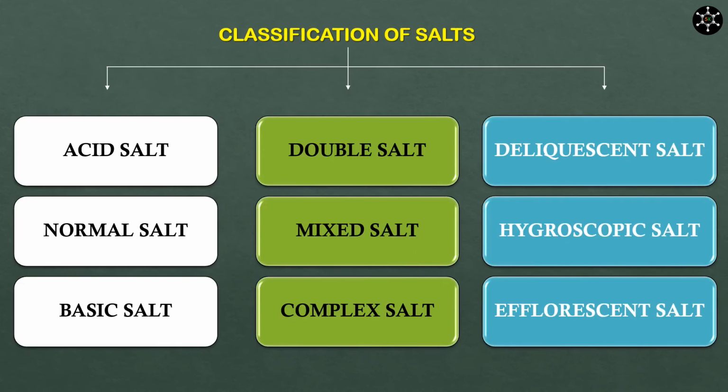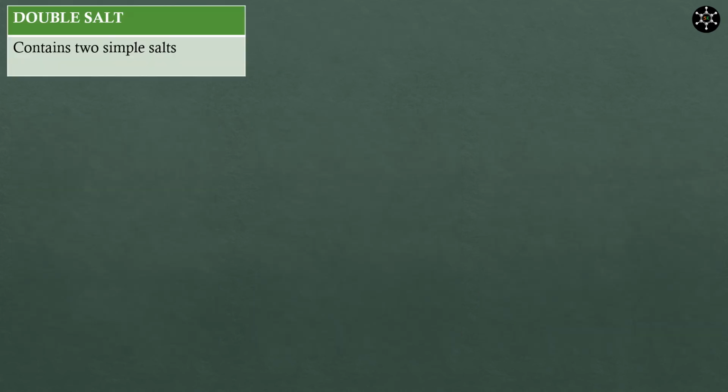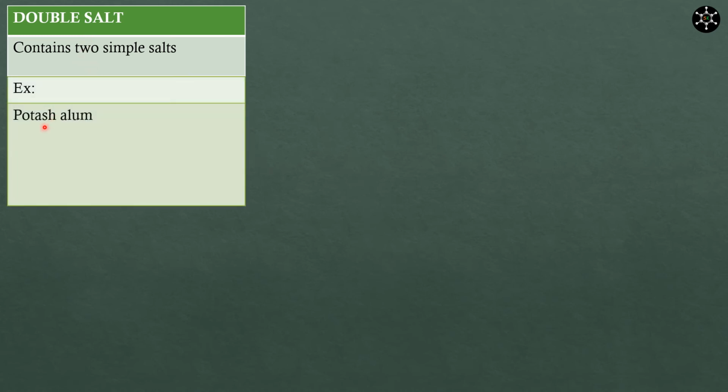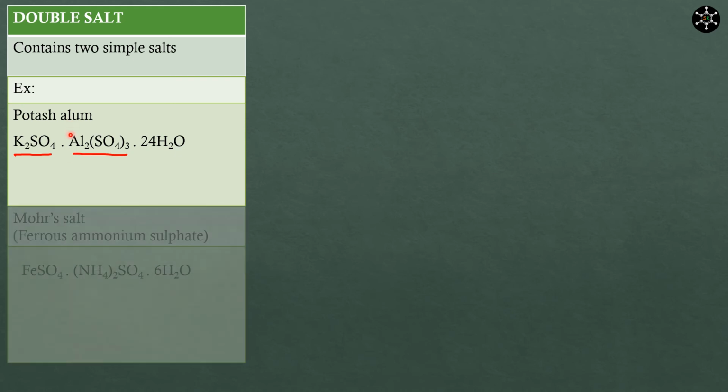We'll move on to the second section, that is double salt, mixed salt and complex salt. As the name itself indicates, double salt contains two simple salts. One is potash alum, that is K2SO4, Al2(SO4)3, 24 water of crystallization. Here, K2SO4 is one simple salt, aluminum sulfate is another simple salt. So, potash alum is made up of two simple salts.